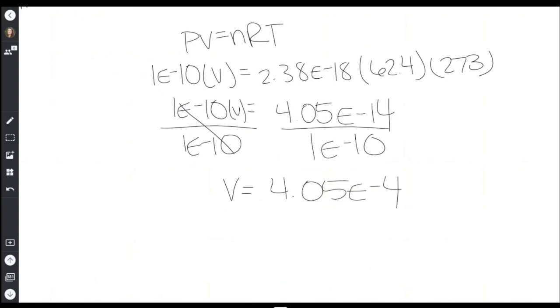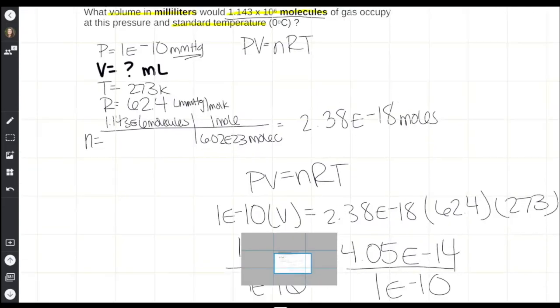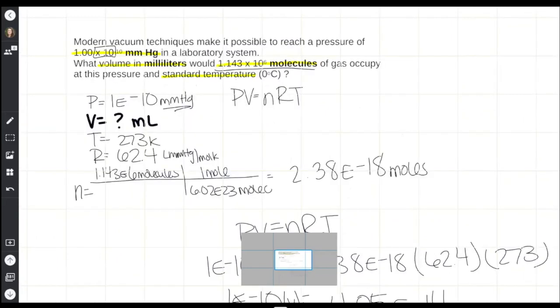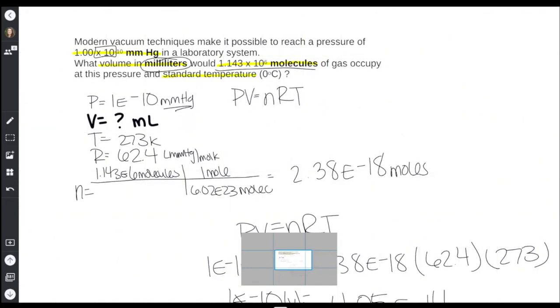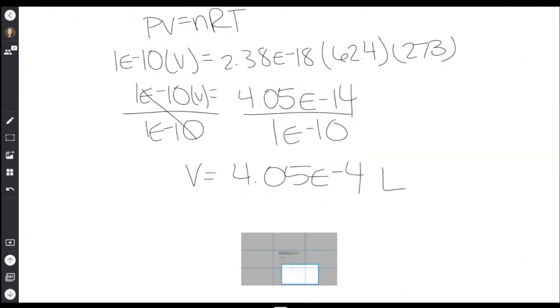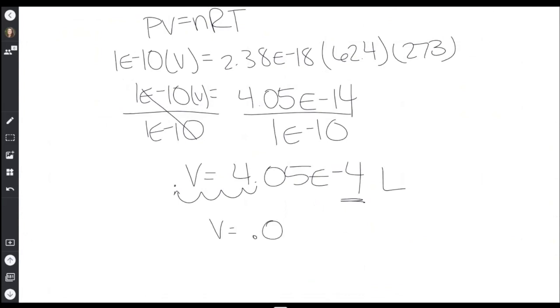Well, if we look up here, we know that because R is in liter mmHg, what is this? Liters, right? Volume is in liters. But it asks us for volume in what? Milliliters. So what times by... So, all right, let's take it out of scientific notation. That's going to be the easiest way to see it. So this is negative 4. That means we're moving our decimal forward 1, 2, 3, 4 times. All right, so I have V equals 0.0000405. Same number. I just moved the decimal forward.